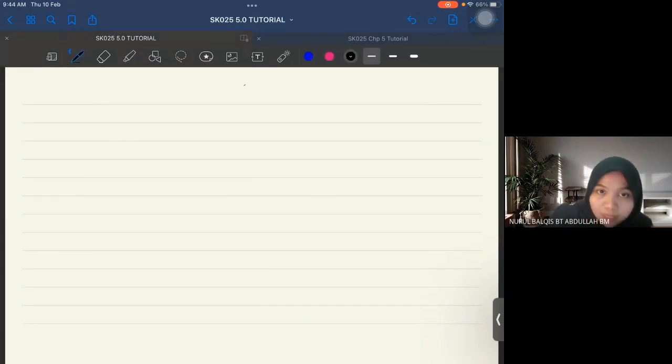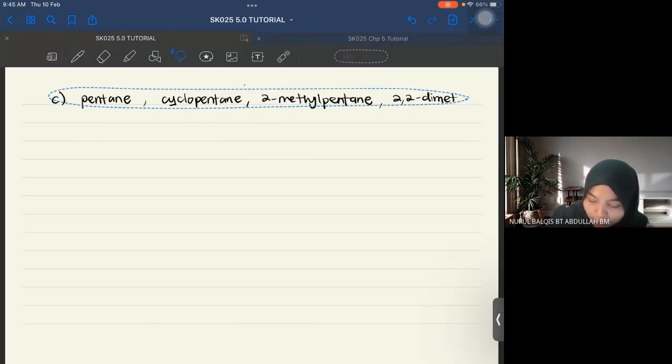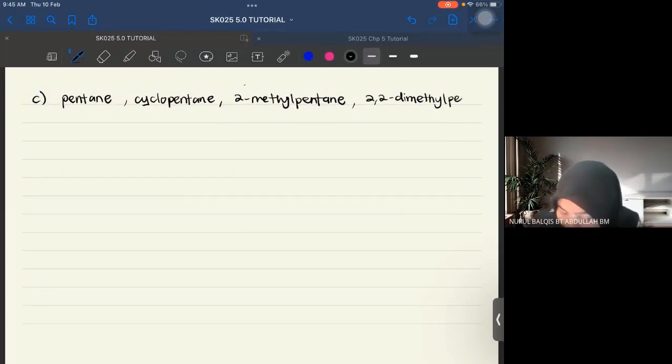Okay, next one, kita ada apa soalan ni? Kita ada pentane, right? We have pentane and then we have cyclopentane. Lagi kita ada 2-methylpentane dan juga 2,2-dimethylpentane. Now tell me, what kind of comparison are we going to use in this compound given?